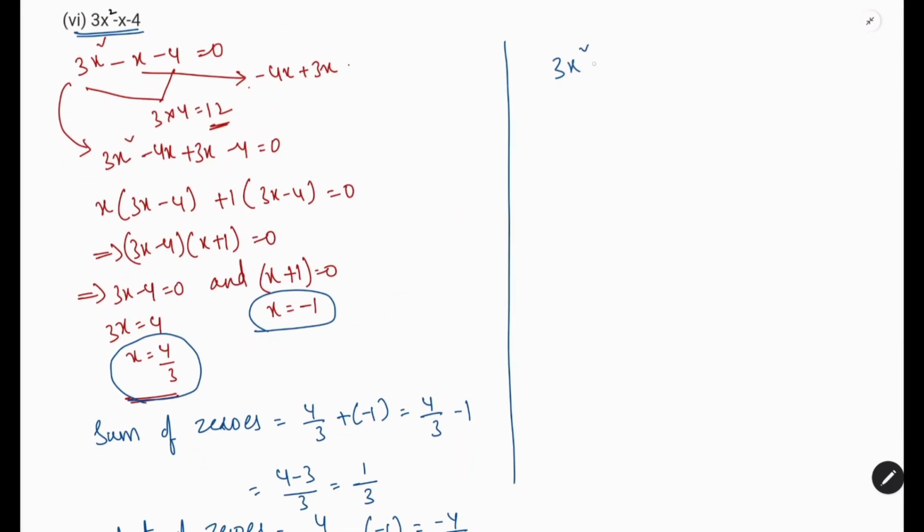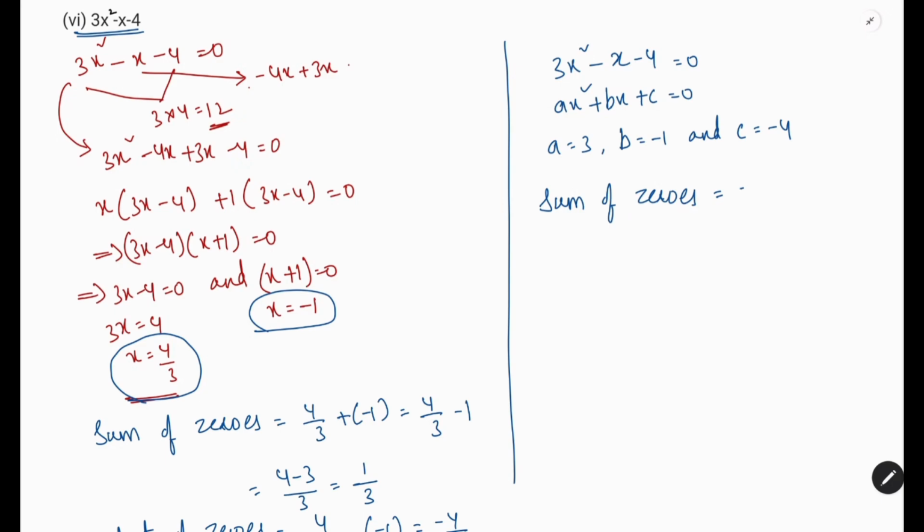Now compare this quadratic polynomial to the general form ax square plus bx plus c equal to 0. So a equal to 3, b equal to minus 1 and c equal to minus 4. Now sum of zeros equals minus b by a. See here, b is minus 1. Minus of minus 1 by 3 equals 1 by 3. This and this both are same.